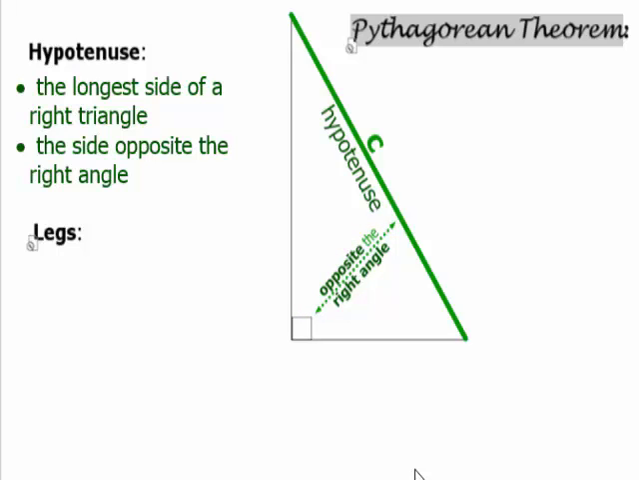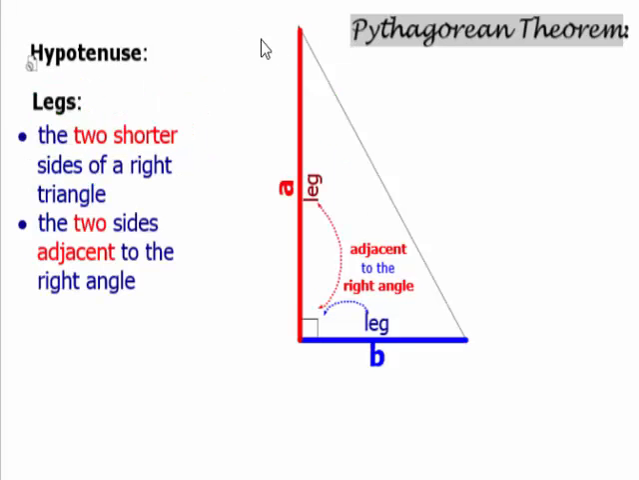The other thing about a hypotenuse is that I've mentioned it's the longest side. One way to remember it is that hypotenuse kind of sounds like hippopotamus, and a hippopotamus is a very large animal. So you could say that the hypotenuse is the longest or largest side because it's the hippopotamus of the right triangle.